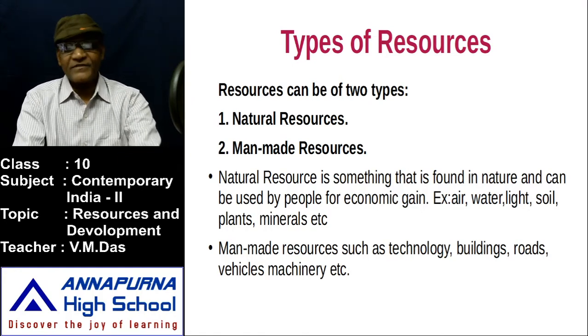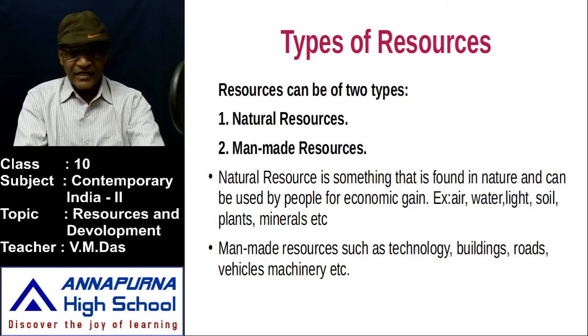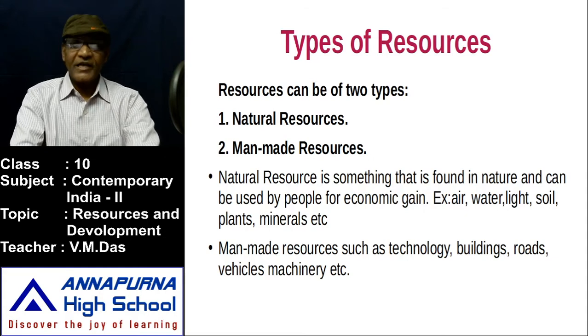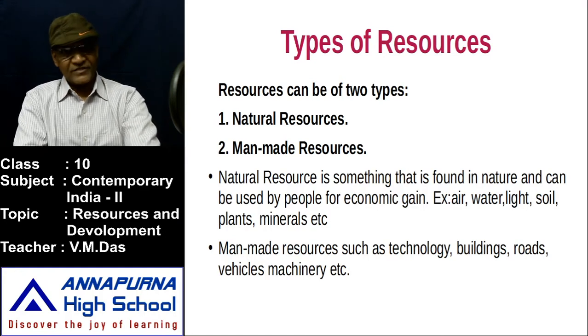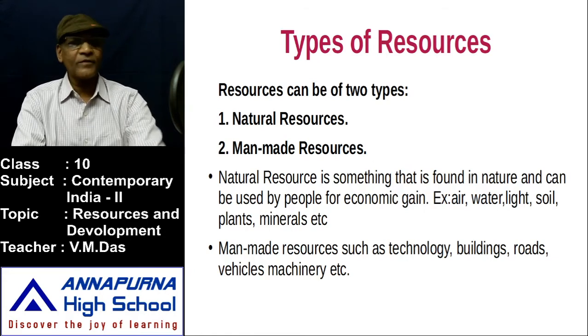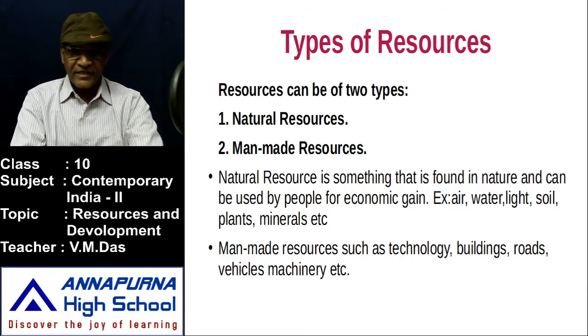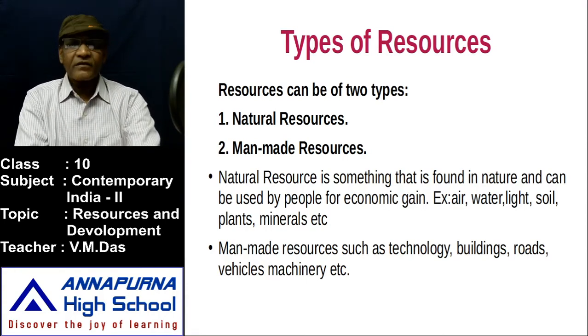See, air is the best example, as I told you. It is found in nature. Water is also found in nature. Light, soil, plants, minerals. We come across all these resources in our daily lives, but these are present in nature. So air, water, light, soil, plants, and minerals are the best examples of natural resources. All these natural resources are found in nature. For this very reason, these resources are called natural resources.